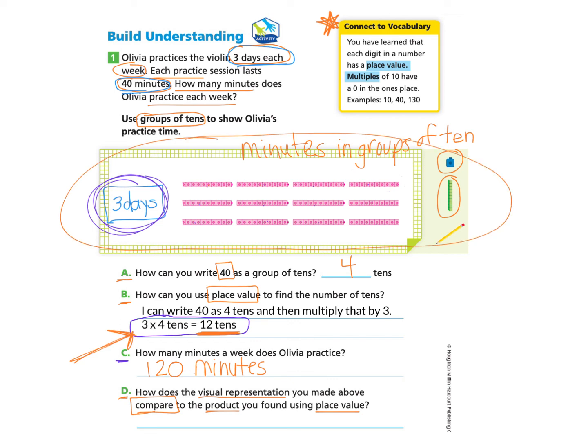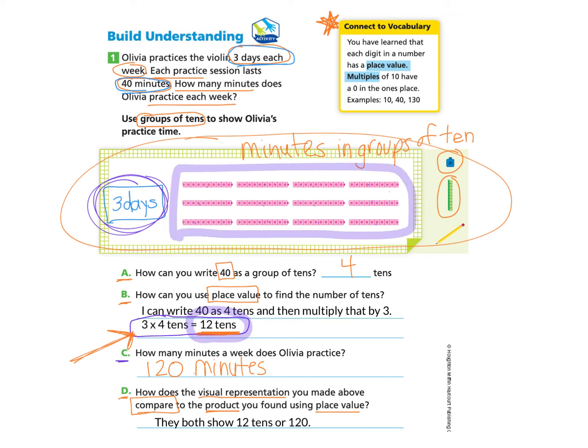Maybe you need to pause the video, take a look at it, and come back. And when you're back, I hope that you will notice that both show that there are 12 tens either drawn or listed here. And that really means 120. So you are welcome to go back and rewatch this video and pause along the way as needed.